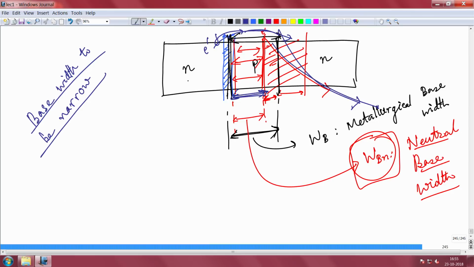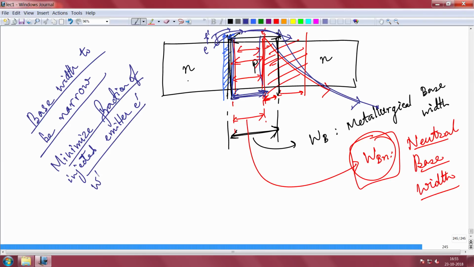If the base width is large, then most of the electrons that are injected will recombine. I want to minimize the fraction of injected emitter electrons which recombine in the base, because if most of the electrons that I am injecting recombine in this base, then the output will be very low, and most of the electrons will recombine in the base if the base is large.